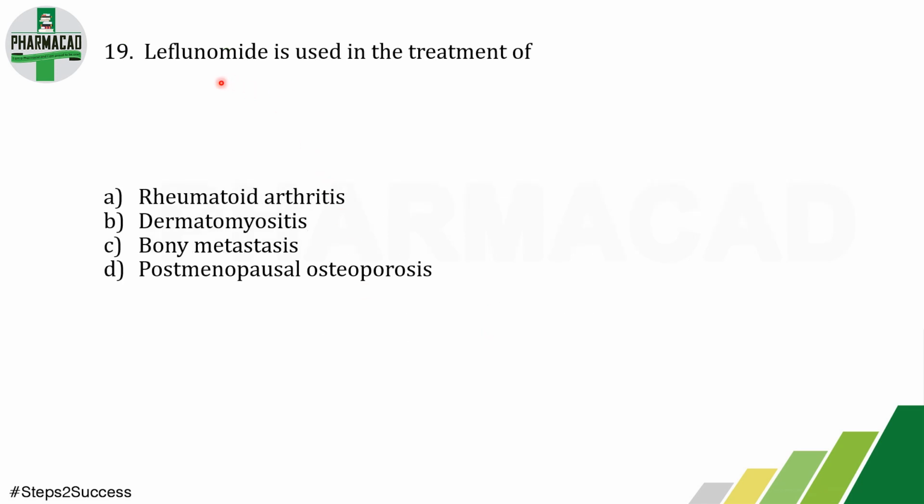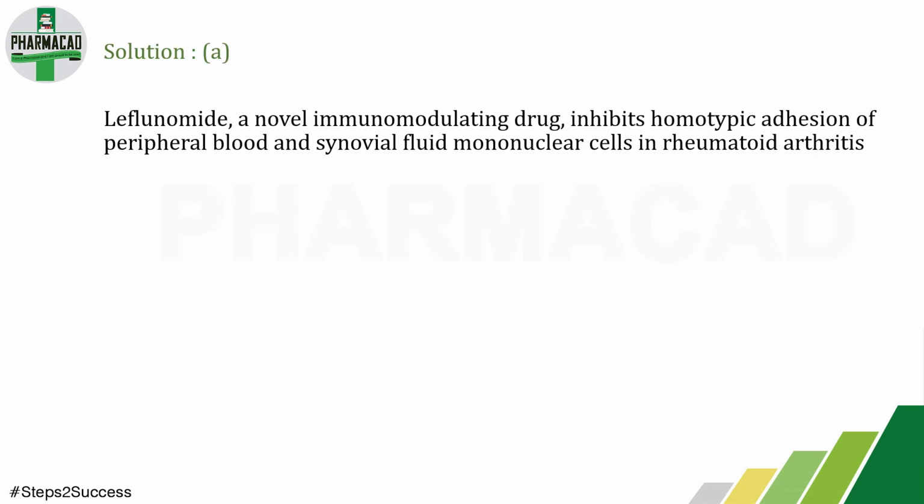Next question. Leflunomide is used in the treatment of which of the following? Rheumatoid arthritis, dermatomyositis, bony metastasis, or postmenopausal osteoporosis. So leflunomide is a novel immunomodulating drug. It inhibits the homotypic adhesion of peripheral blood and synovial fluid, and it is used in the treatment of rheumatoid arthritis. Hence the correct option is A, that is rheumatoid arthritis.